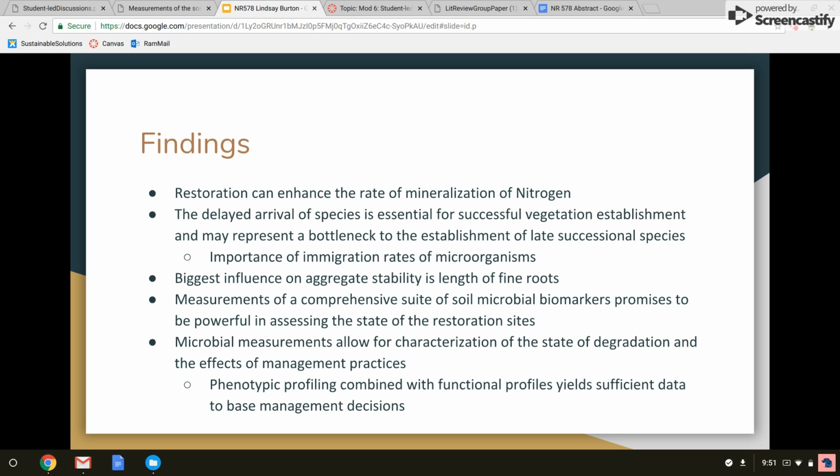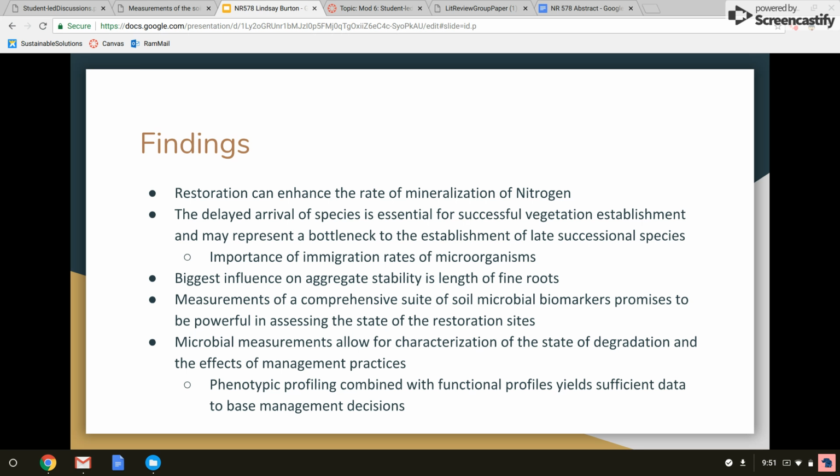The key findings were that restoration can enhance the rate of mineralization of nitrogen. The delayed arrival of species was essential for successful vegetation establishment and may represent a bottleneck to the establishment of late successional species. There was also an emphasis on the importance of immigration rates or colonization rates of microorganisms. The biggest influence on aggregate stability was the length of fine roots.